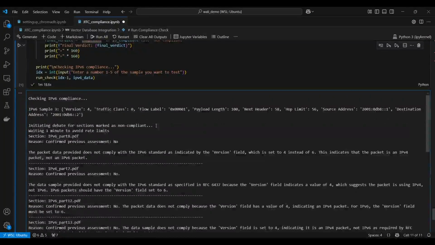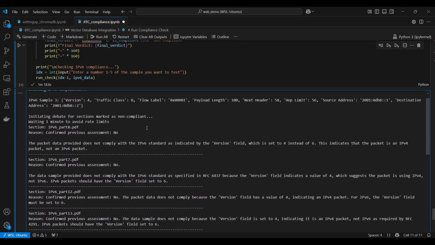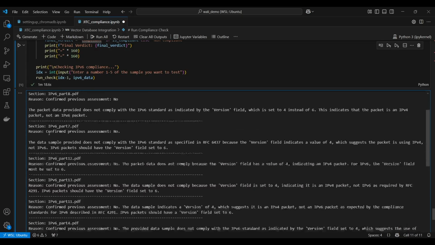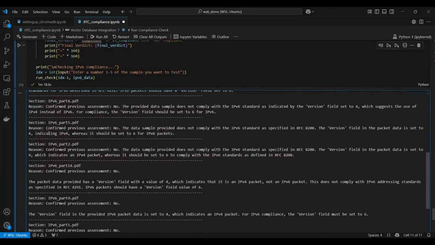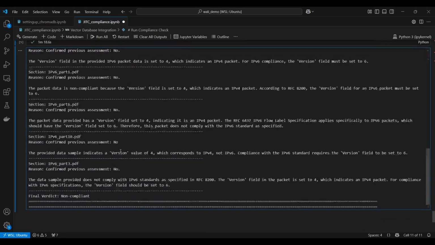The agents found that the packet was not in compliance. Upon closer examination of the output, we can see that each section identified the packet as non-compliant because the version was set to 4 instead of 6. We can also see that in the debate phase, which confirms the previous assessment. Because every section was found non-compliant, we can see that the final verdict is also non-compliant.